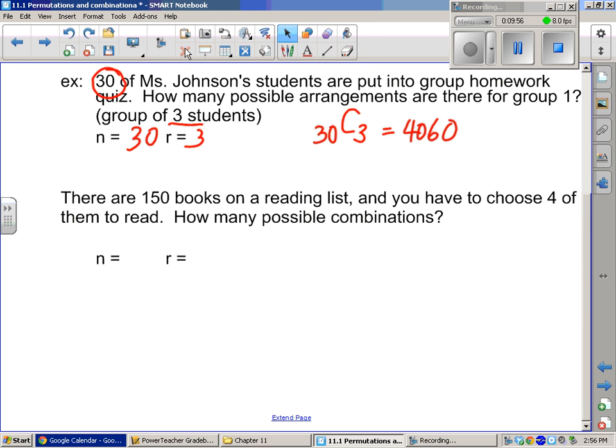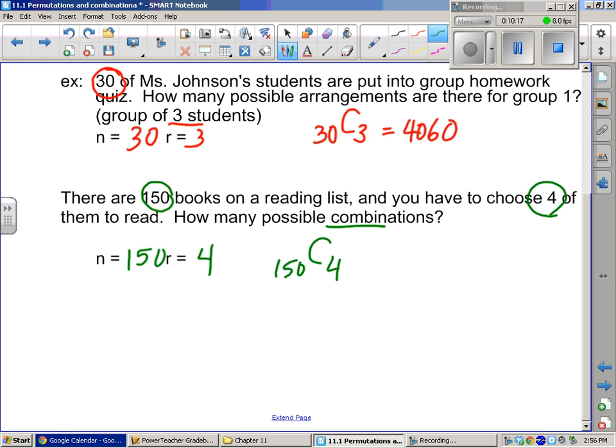Next one, there are 150 books on a reading list, and you have to choose 4 of them to read. How many possible combinations? So this is maybe over the whole school year you have to read 4 different books. There are 150 to choose from. The order that I choose them in does not matter, so it's a combination. I'm reading 4, 150C4, and that's a lot. 20,260,275. Wow. So there's a lot of different ways to choose just 4 books out of a list of 150.